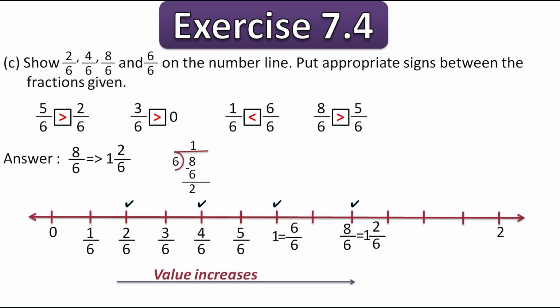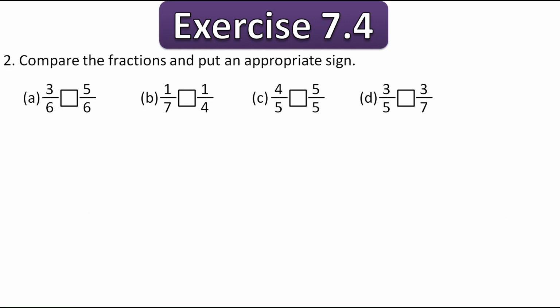Now let's move to the next question, that is the second one. Compare the fractions and put appropriate signs. As you all know the first rule, whenever the denominator is the same, the fraction with the smaller numerator is less than the one with the greater numerator. So in the first one we have 3 upon 6 and 5 upon 6, as the denominator is the same. So 5 upon 6 is greater than 3 upon 6.